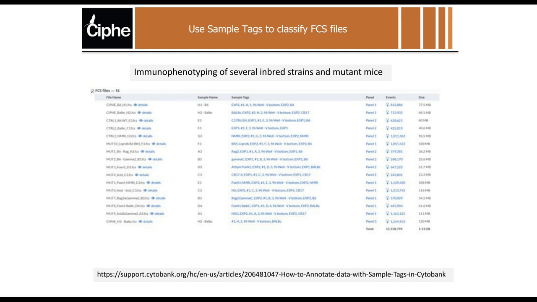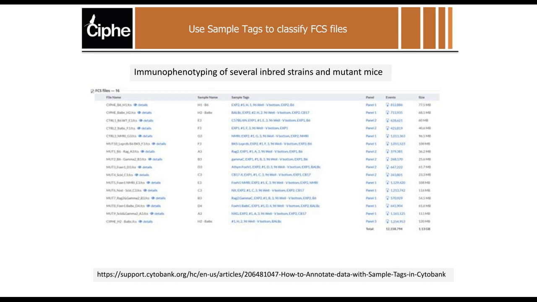So that's an example here of an experiment, immunophenotyping of several inbred strains and mutant mice on these given genetic backgrounds. So you have 16 different backgrounds, and then starts what to do with that. So first thing you should think about doing is actually to annotate your data with sample tags. That's very important because that's the power actually of what you could do in terms of analysis later on.